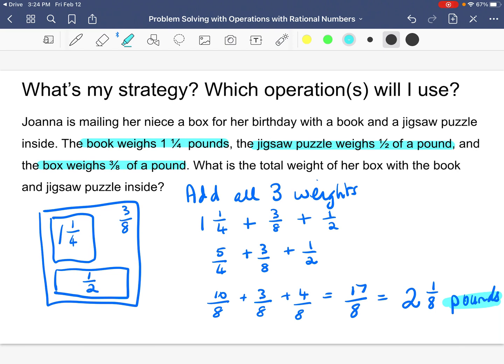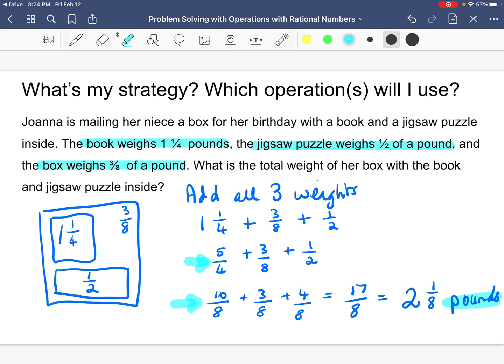When I did the math, I made a mixed number into an improper fraction here. And I made common denominators here. And at the end, I got 2 and 1/8 pounds.